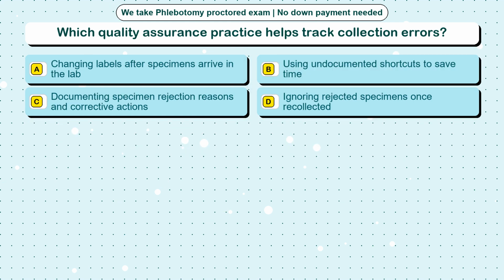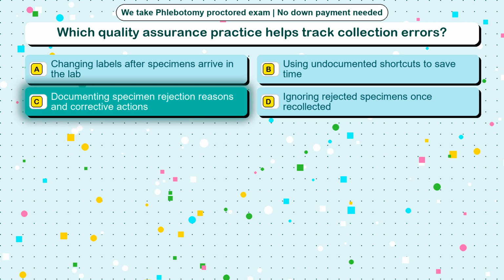Question 4. Which quality assurance practice helps track collection errors? Option A. Changing labels after specimens arrive in the lab. Option B. Using undocumented shortcuts to save time. Option C. Documenting specimen rejection reasons and corrective actions. Option D. Ignoring rejected specimens once recollected. The correct answer is option C.